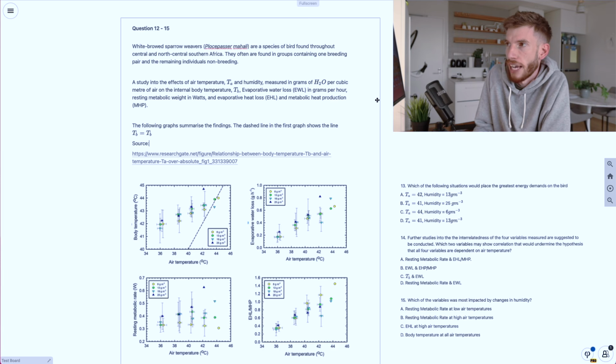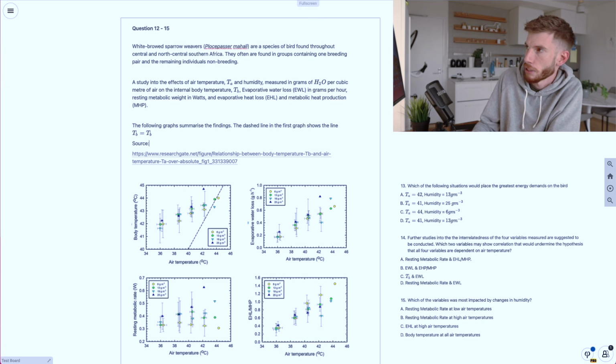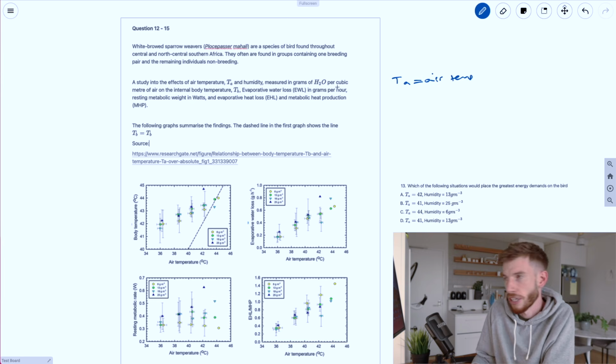A study into the effects of air temperature, TA, and humidity measured in grams of H2O per cubic meter on the internal body temperature, TB. So you can see that it's defining lots of different labels. And I found that I got really confused when they started using a lot of jargon and a lot of acronyms that you had to immediately keep up with. So what I would do on the scratch paper is I would just write down a little key, so I didn't have to keep searching through the paragraphs. They often hide everything in the paragraphs. That's why I've done it in this way.